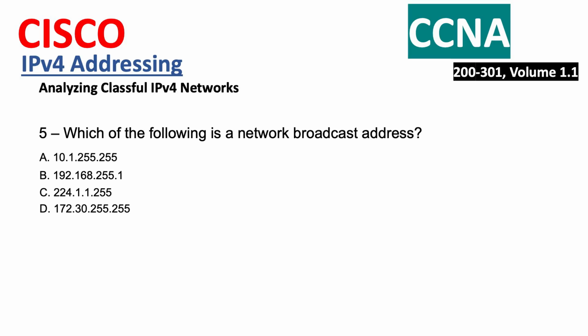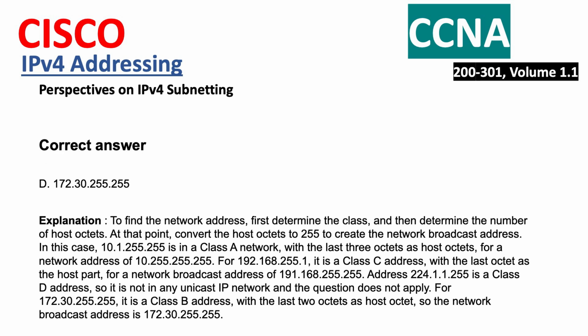Question 5. Which of the following is a network broadcast address? A. 10.1.255.255. B. 192.168.255.1. C. 224.1.1.255. D. 172.30.255.255. Correct answer, D.